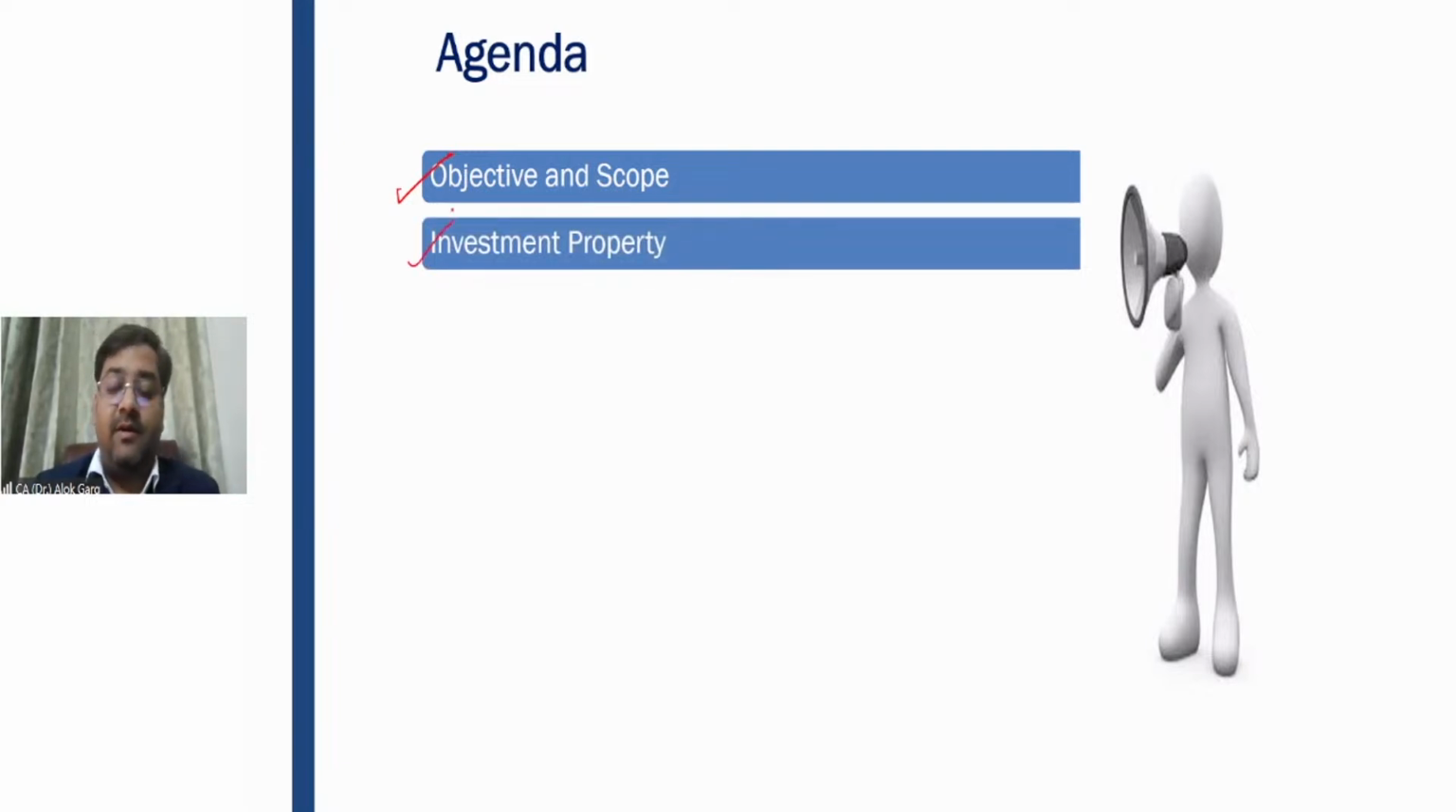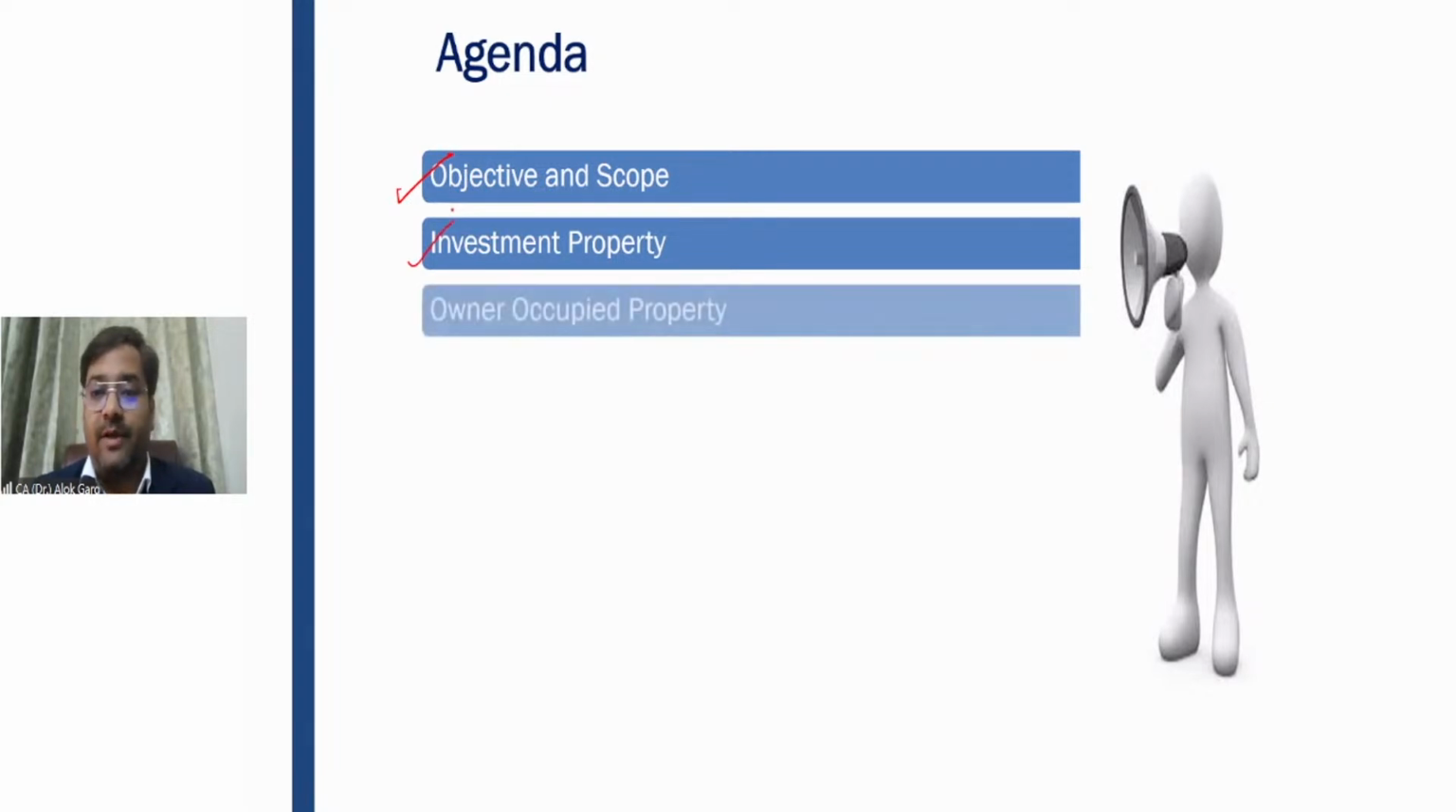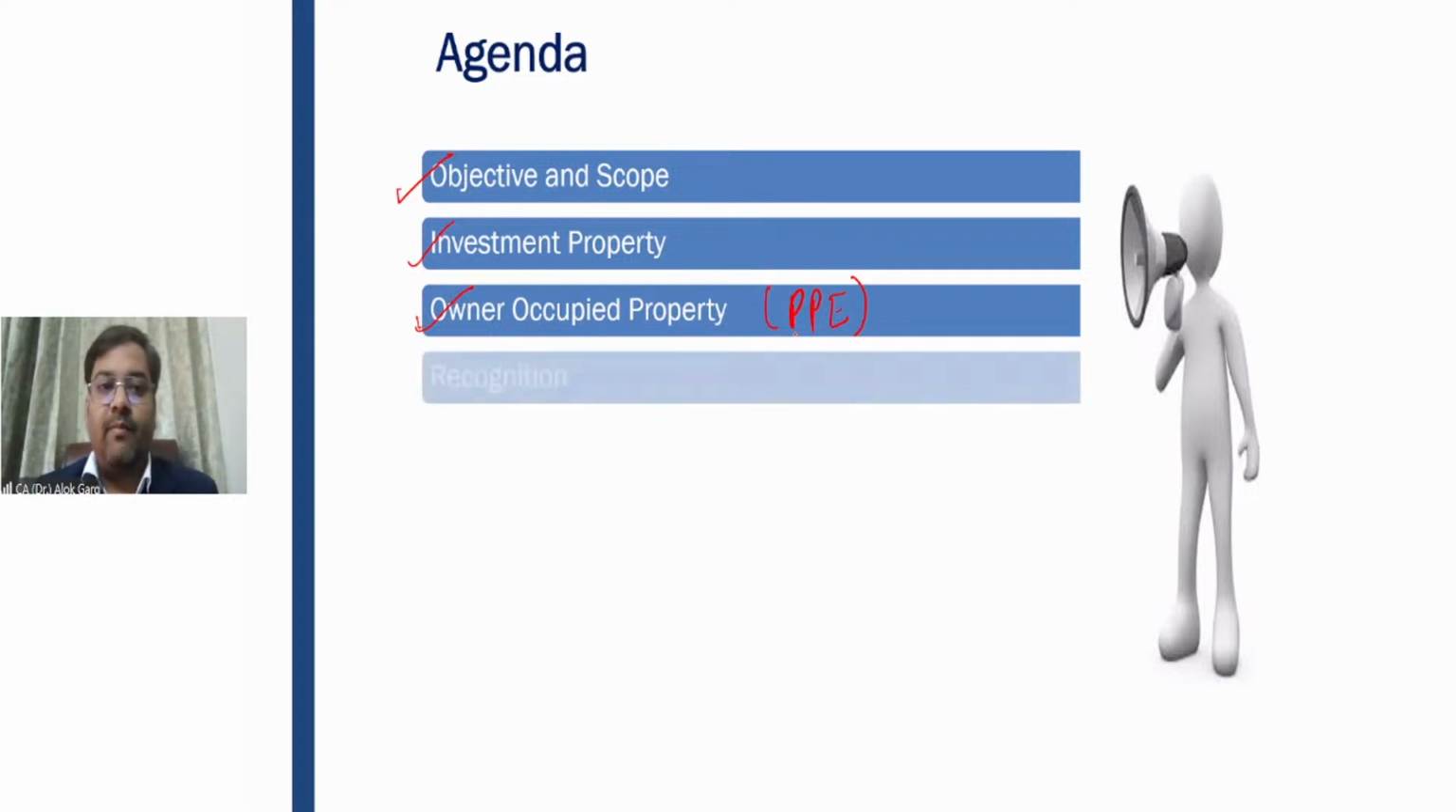Then we will be understanding the meaning of investment property. We will be understanding the meaning of owner occupied property. But this owner occupied property is nothing, it's like a property, plant and equipment. So the concept of owner occupied property is nothing, it's a property, plant and equipment. So owner occupied property means Ind AS 16, right? But the word used is owner occupied property here. Then we will be talking about the accounting part, which is recognition, right?